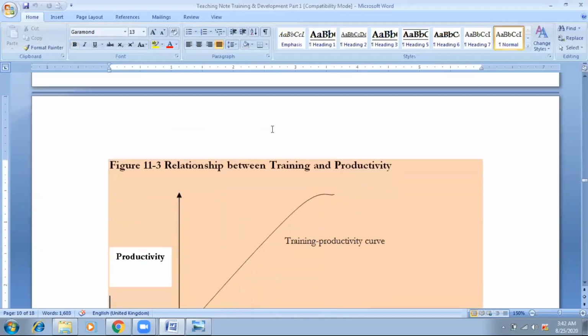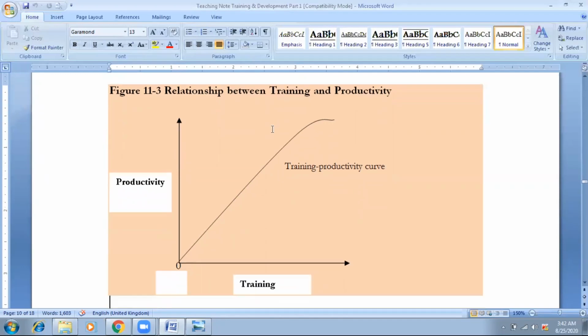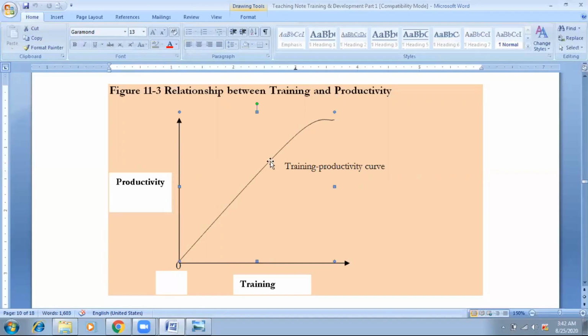What is this? That is a figure showing the relationship between training and productivity. Horizontally you can see training, vertically you can see productivity. Then this is the curve called the training productivity curve. Can you understand? There's a positive relationship between productivity and training. So if we increase training, productivity tends to increase.